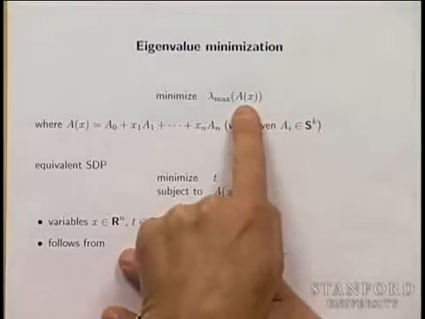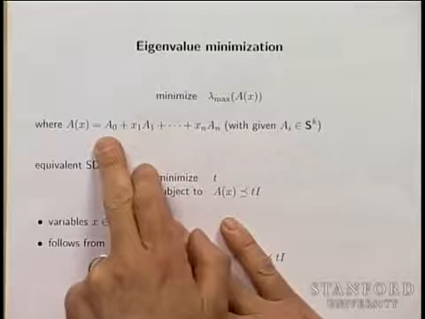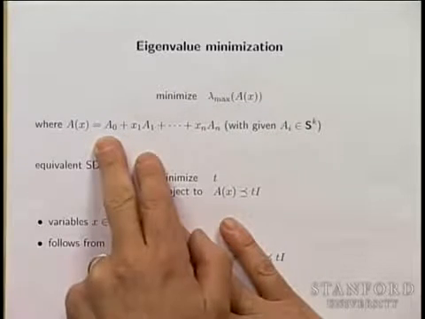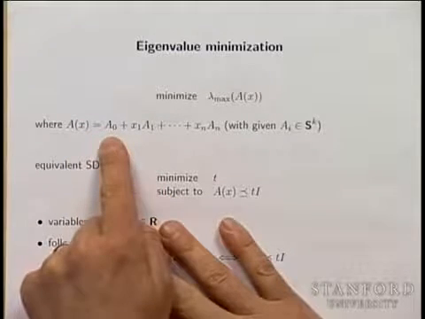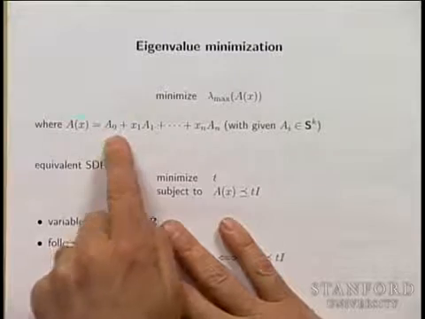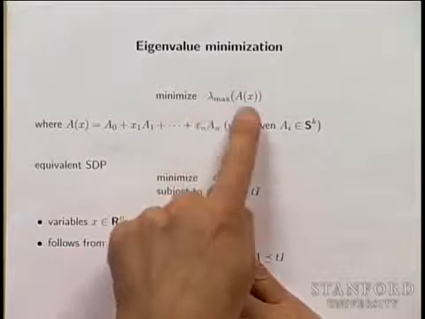Okay, let's look at some other problems. Here's one: eigenvalue minimization. So here I have a matrix, maybe if you go down to the pad here. There we go. If you have a matrix which is an affine function of a vector x, an affine matrix valued function looks like this. It's a constant matrix. These are all symmetric. Plus a linear combination of symmetric matrices here. And I want to minimize the maximum eigenvalue of that matrix.